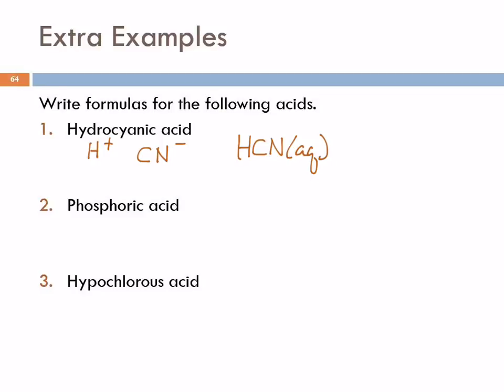Phosphoric acid. Is this binary or oxyacid? Oxyacid. So the ic ending came from, is it phosphate or phosphite? Phosphate. So we need the formula for phosphate, PO4, 3 negative. So how many hydrogens do we need? 3. So it's going to be H3PO4, and then aq.